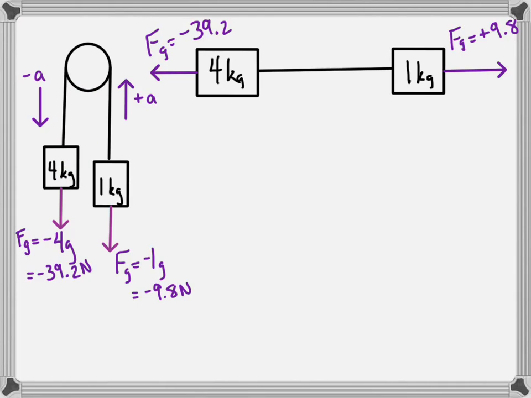Now another trick that we can do is that because this is a massless, frictionless pulley, this mass is going to accelerate downward at the same rate this mass is going to accelerate upward. In our horizontal system, what that means is that these masses are going to accelerate at the same rate and in the same direction. So both of these will effectively be accelerating toward the left, like that.